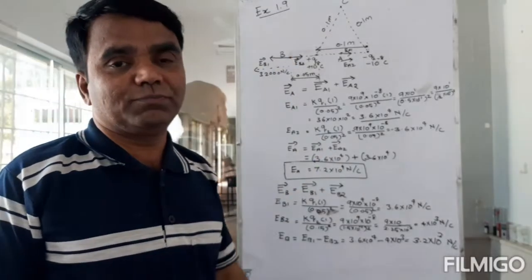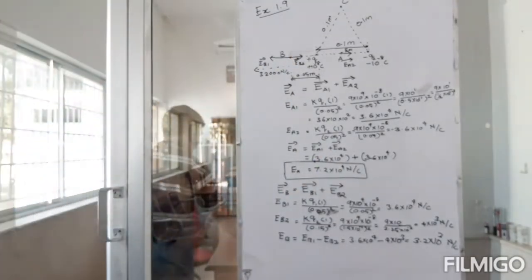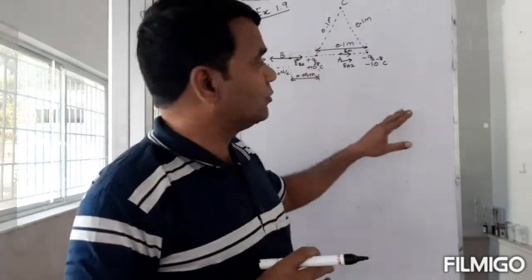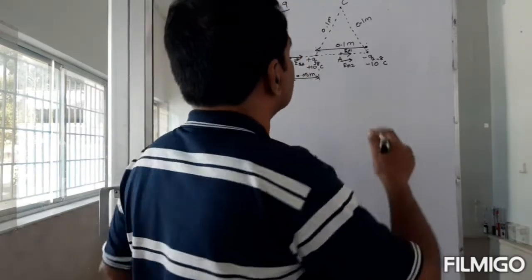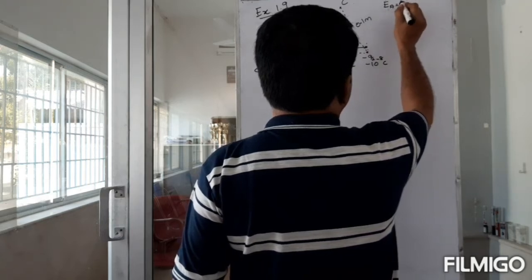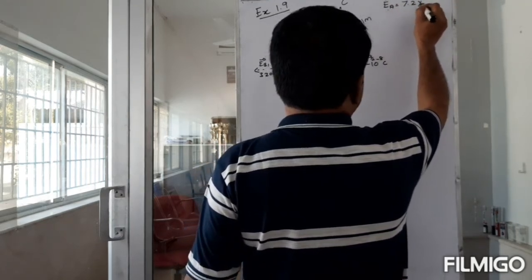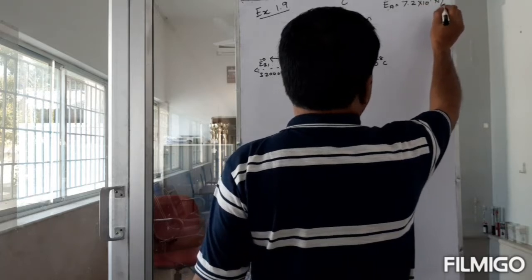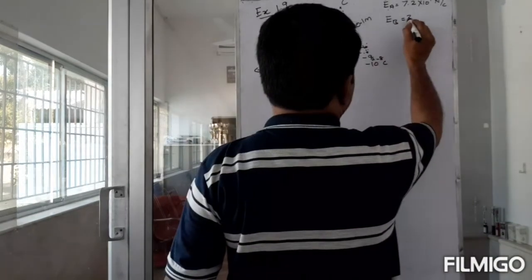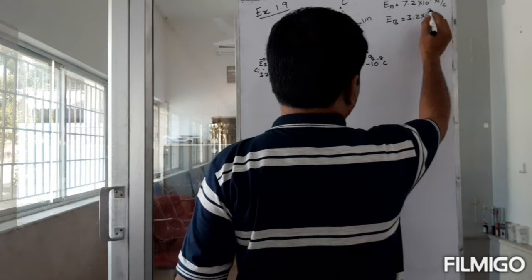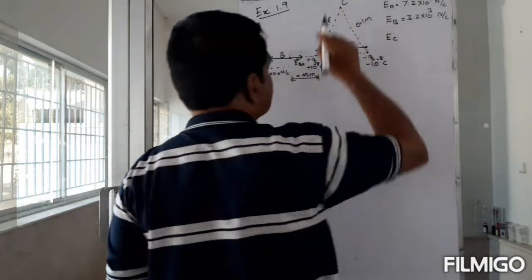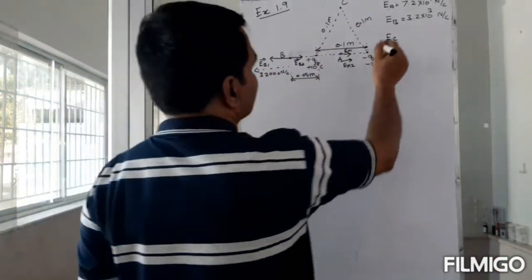We need to find C now. So we'll do that. Okay, so we have found that the electric field at point A, EA, was 7.2 into 10 power 4 Newton per Coulomb, and the electric field at B is 3.2 into 10 power 4 Newton per Coulomb. Now I need to find the electric field at this point C. So that is what we are going to do now.